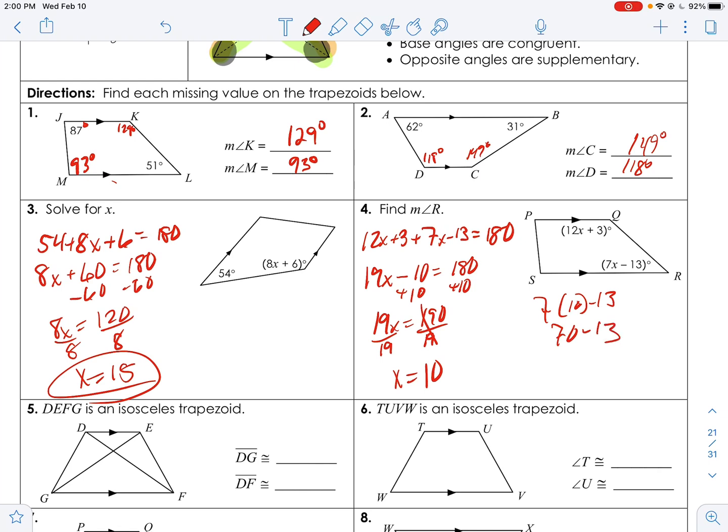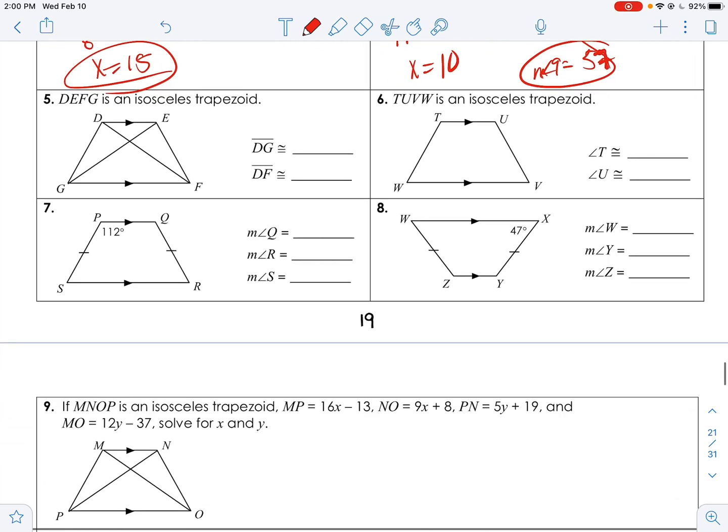70 minus 13 is 70 minus 10 is 60 minus 3 is 57. So the measure of angle R equals 57. All right, let's look at number 5.